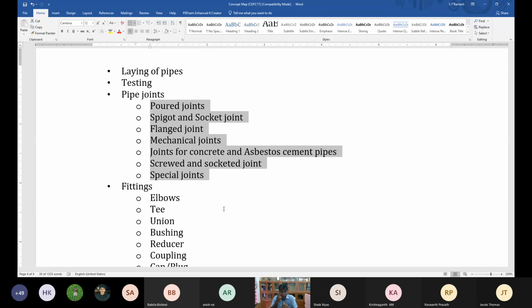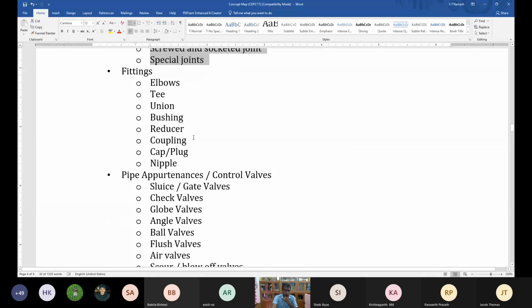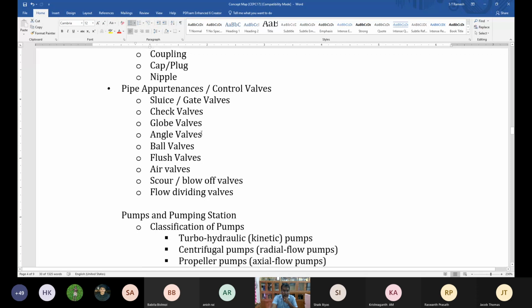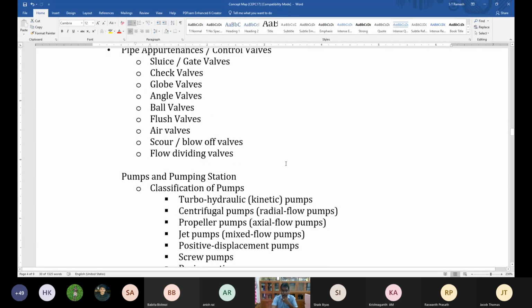So we'll discuss, and you can also observe what is going on in your city while you are moving out, or you can also see some pipe fittings and features at your household level as well. These are the pipe fittings you probably would have come across: the elbows, tees, union, bushing, reducer, coupling, cap, plug and nipples. And these are the pipe appurtenances, predominantly valves: sluice valves, check valves, angle valves, ball valves, flush valves, and air valves, and other different appurtenances that we'll also be discussing in detail.